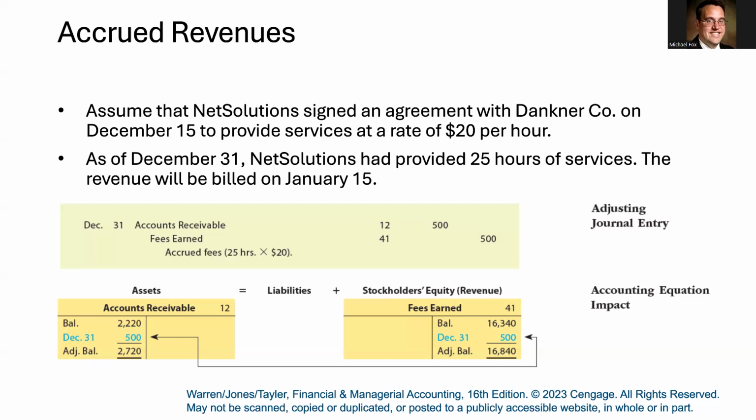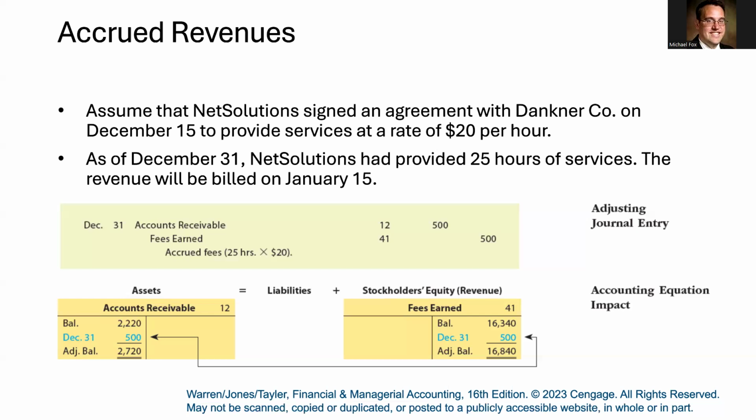So what they're saying is if I provided 25 hours and my agreed upon rate was $20 an hour, I'll take 25 times $20, which will be what, 500 bucks? And I need to now recognize before I make my financial statements, hey, I've earned $500, even though they haven't paid for it yet. Because in real life, what are they going to be doing? They're going to be writing a bill to Dankner Company saying, please pay us $500 for the services we rendered this month. But in their books, they need to record that they've earned it.